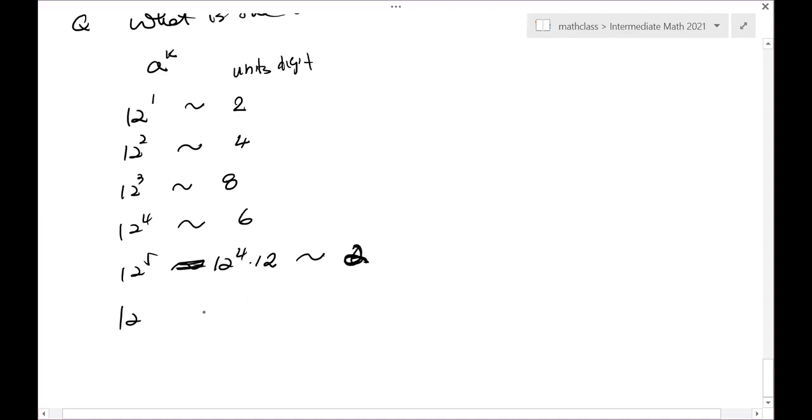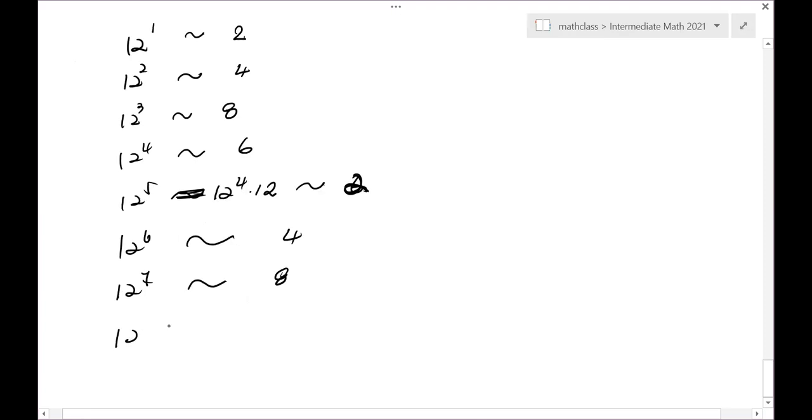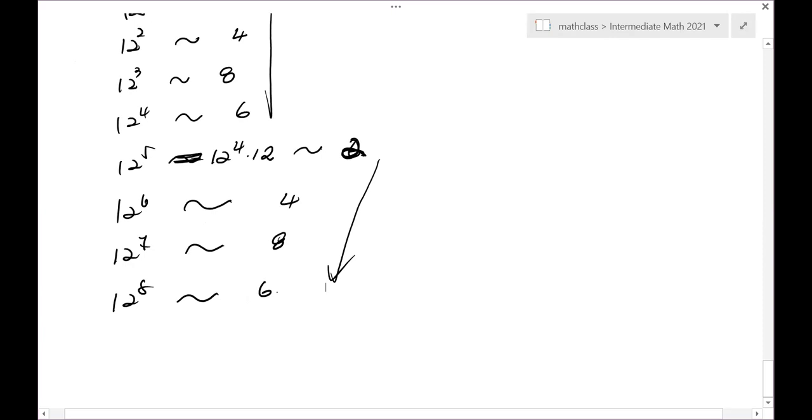12 to the 6th is going to be 4, 12 to the 7th: 2 times 4 is 8. And 12 to the 8th: 2 times 8 is 16, so 6. So it's always 2, 4, 8, 6, 2, 4, 8, 6. It's repeating.